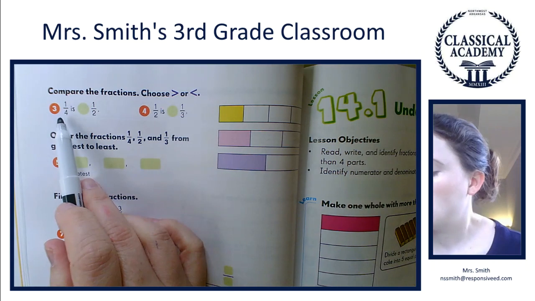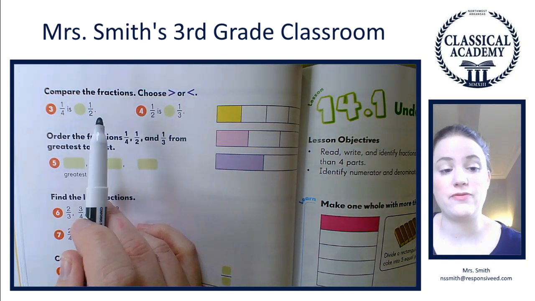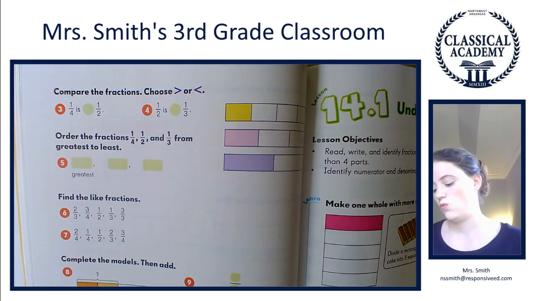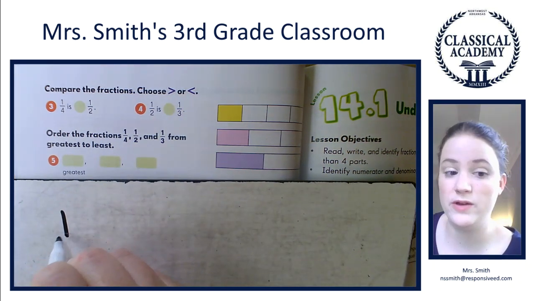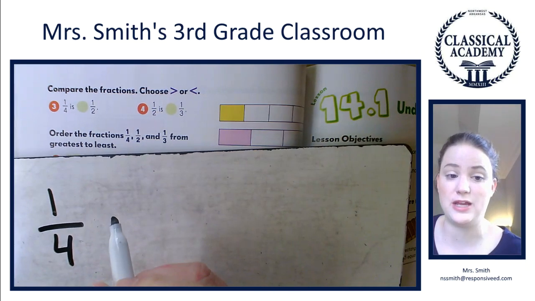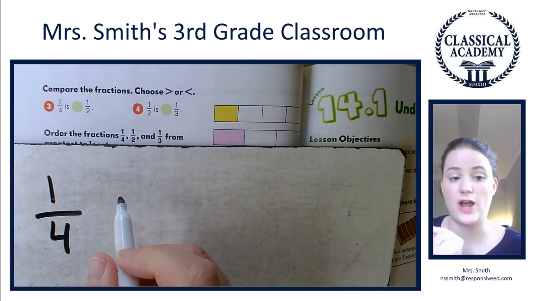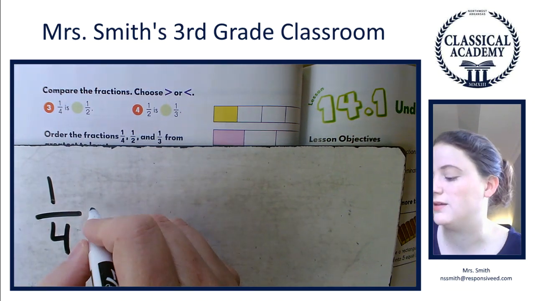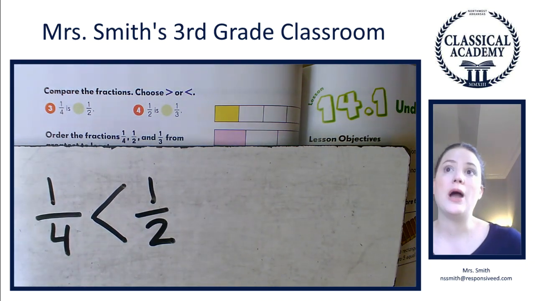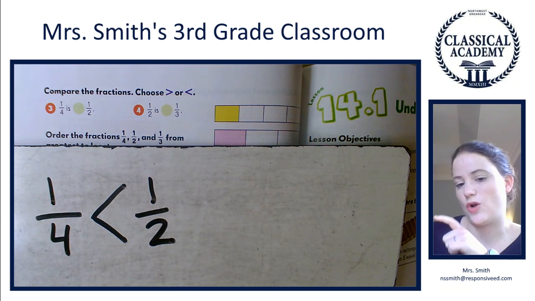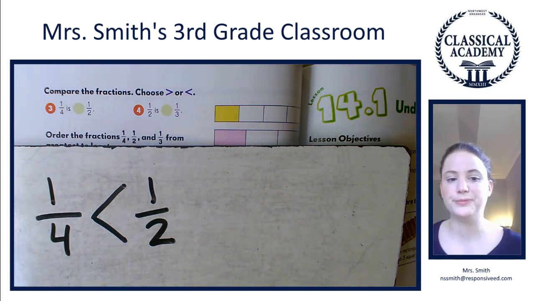So for number 3, 1/4 is blank 1/2. Is it greater than or less than 1/2? What do you think? Right, well, 1/4, remember the smaller denominators are smaller fractions. So if I have 1/4 of a pizza, that would be less than 1/2 of a pizza. I would rather have half of a pizza than just a quarter of a pizza, right? So it's a little bit smaller.